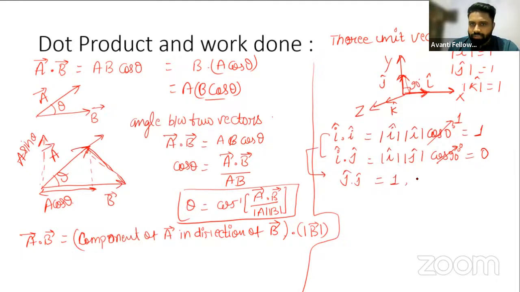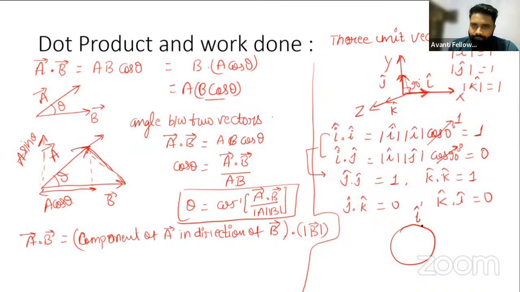i cap dot i cap is equal to 1, j cap dot j cap is equal to 1, k cap dot k cap is equal to 1. The dot product between similar unit vectors gives you 1, otherwise 0. For unit vectors also, i cap dot j cap is equal to 0, j cap dot k cap is equal to 0, and k cap dot i cap is equal to 0.